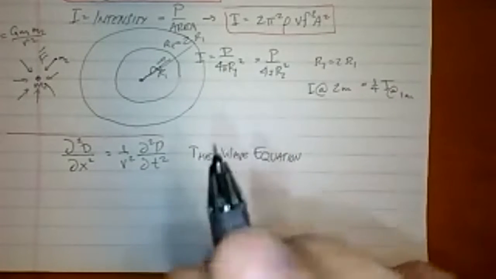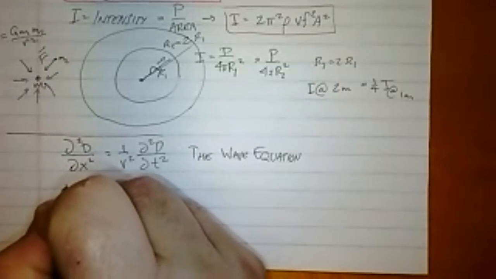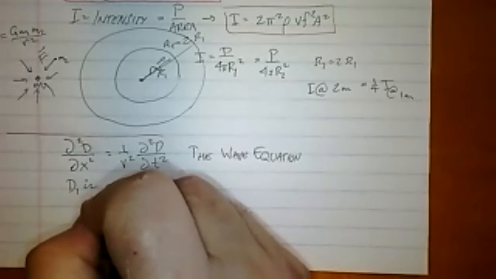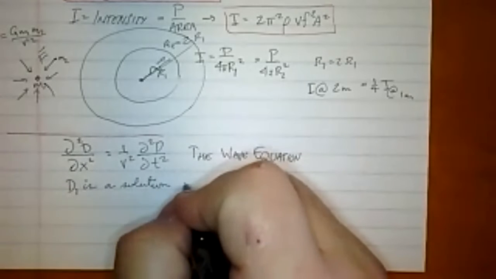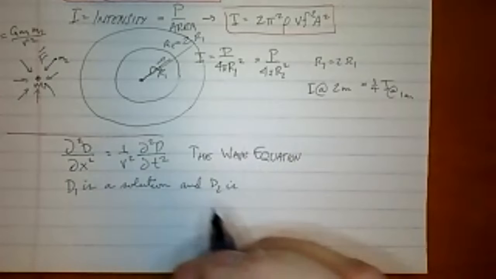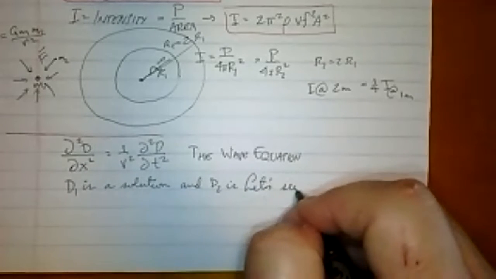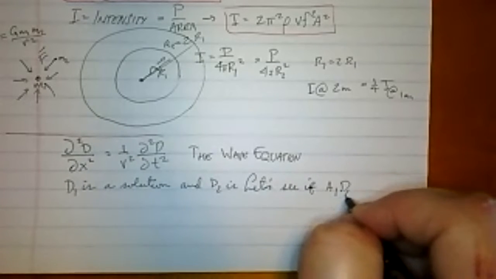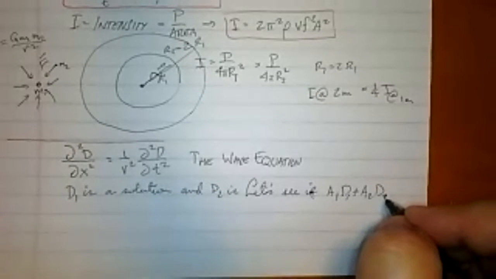Okay. Well, it turns out this is linear. So if I do something like, let's say D1 is a solution to the equation above, and D2 is. So let's see if A1 D1 plus A2 D2 is.